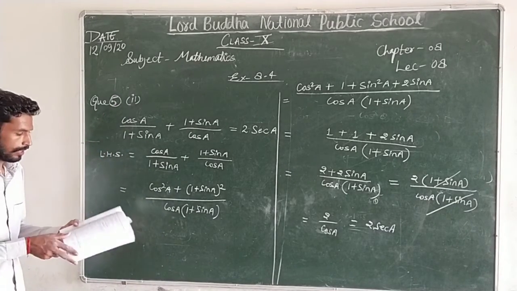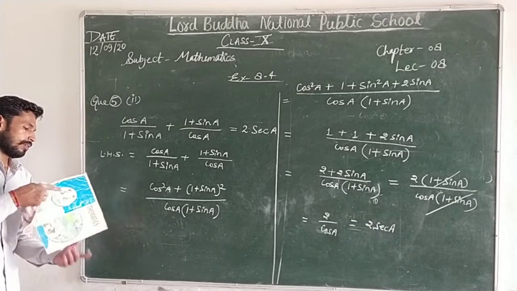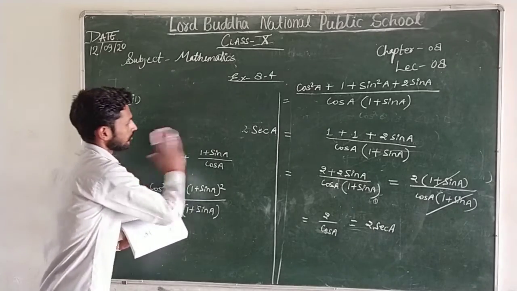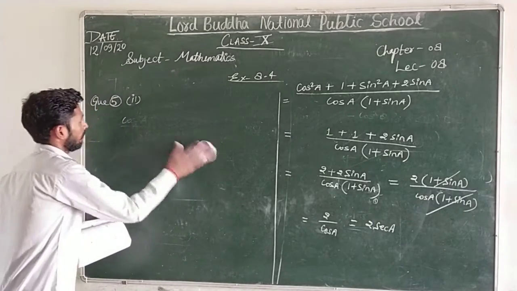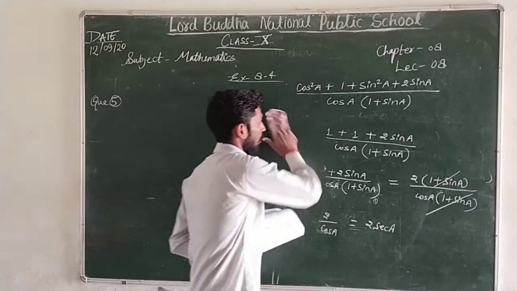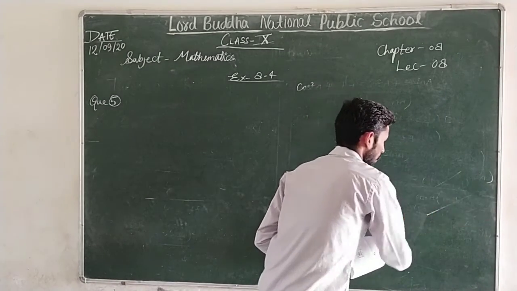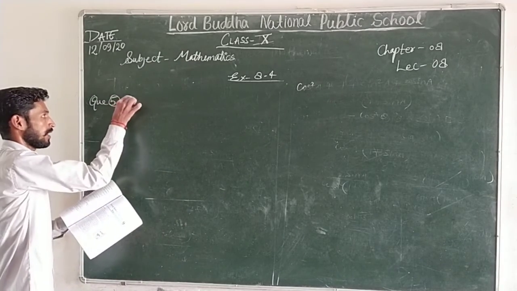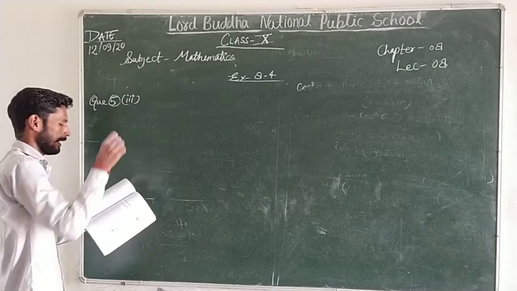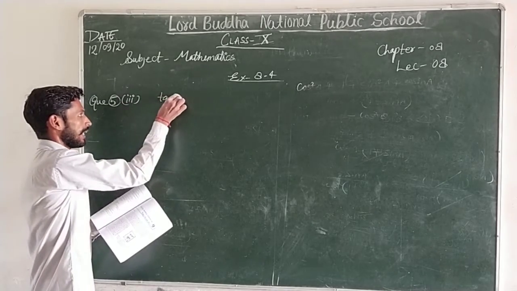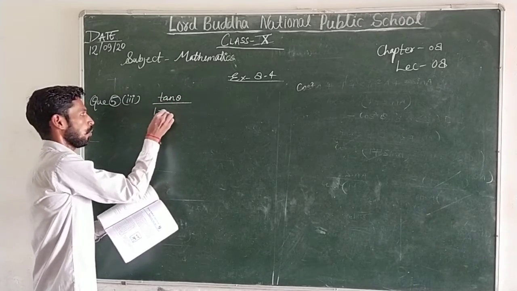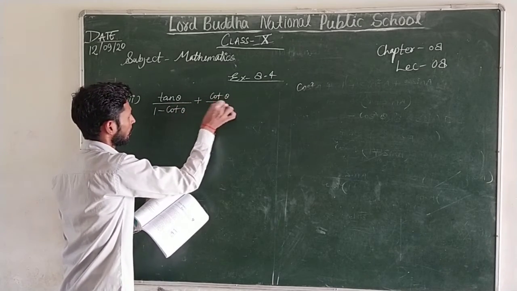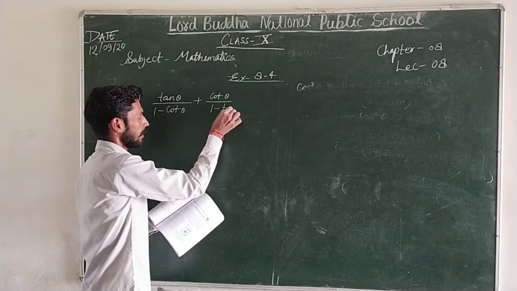So now we will go for the third part of question number 5. Now we are going to prove the next question, that is part number 3 of question 5. Here it is written tan theta upon (1 minus cot theta) plus cot theta upon (1 minus tan theta).